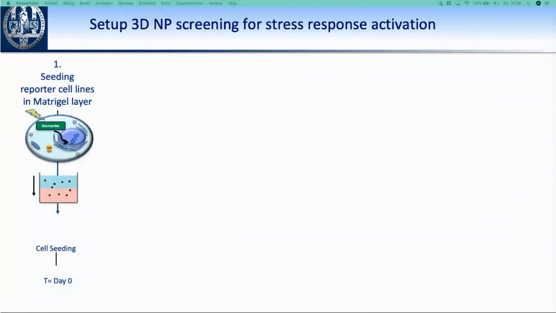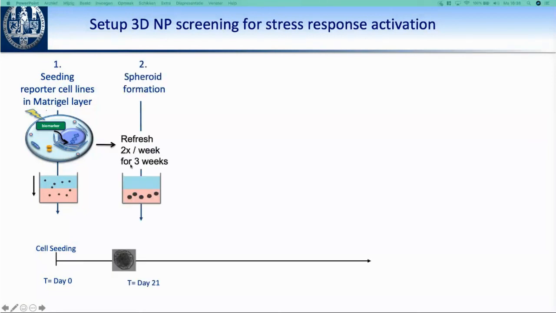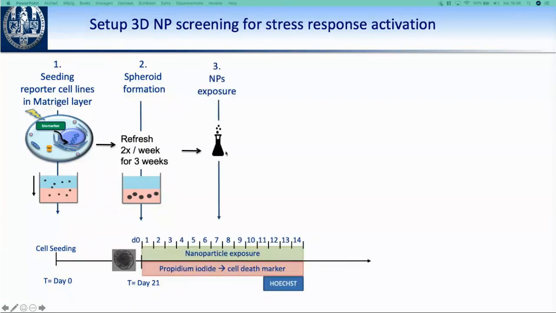So what would be the typical setup for screening of nanoparticles using this 3D setup with these Hep2 GFP reporters? On day 0, we can seed these specific reporter cell lines in this Matrigel layer, and then refresh 2 times a week for 3 weeks to allow for spheroid formation, so they become like this in the photo on the bottom. Then we can do a nanoparticle exposure for up to 14 days repeatedly. On day 0, we remove the medium that's on top of the Matrigel, and then add fresh 25 microliters of medium, and then add on top 25 microliters of 2 times concentrated nanoparticle solution. And this we can do every day for up to 14 days.